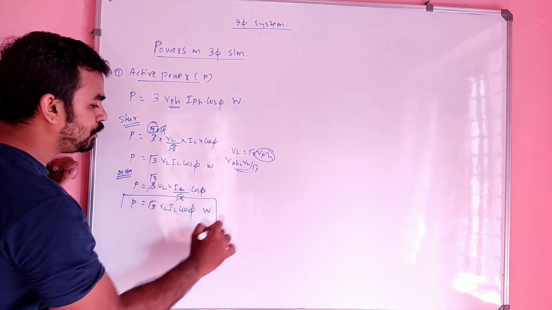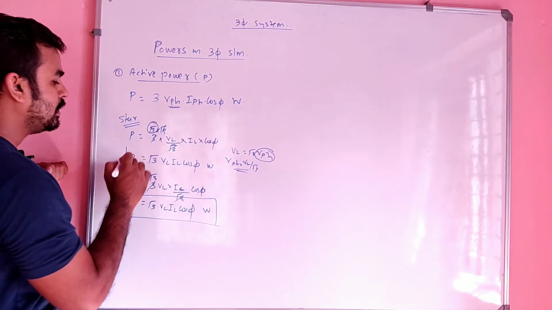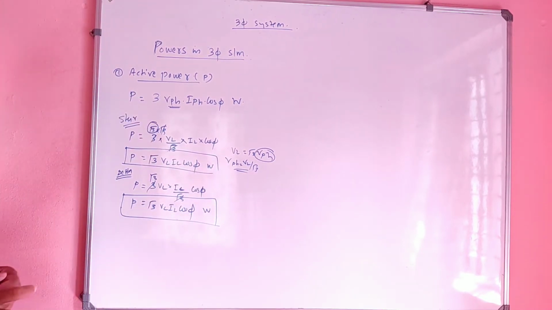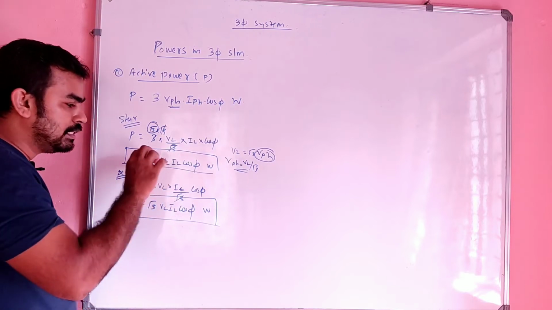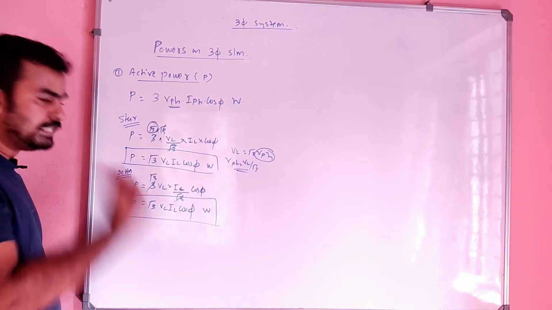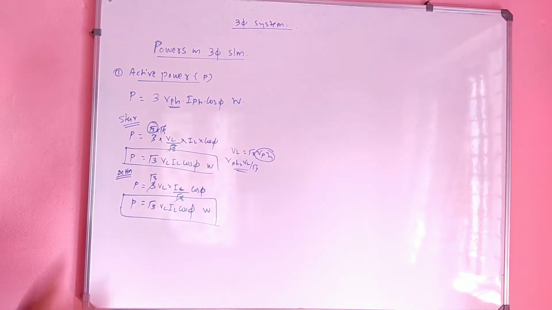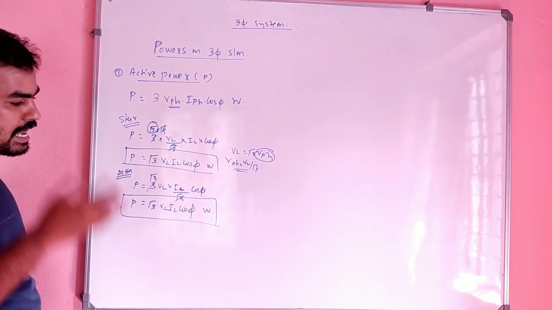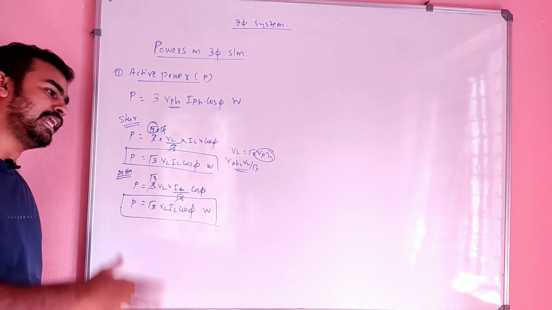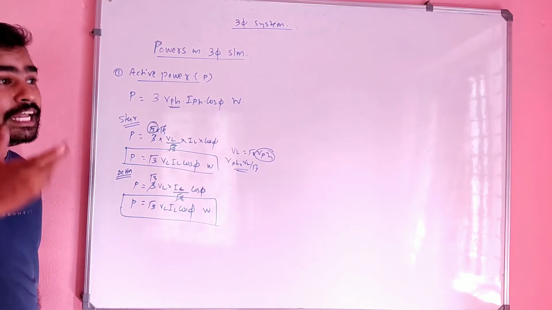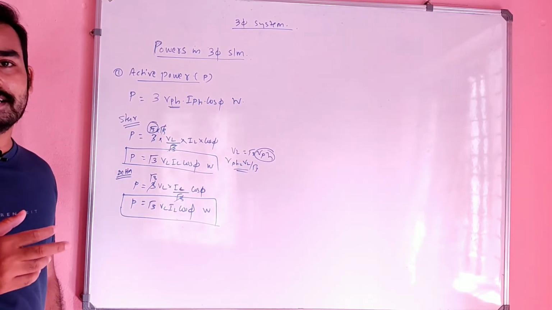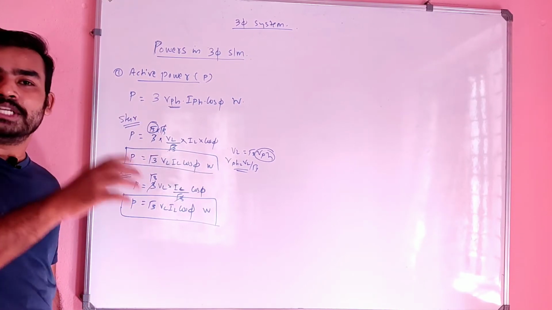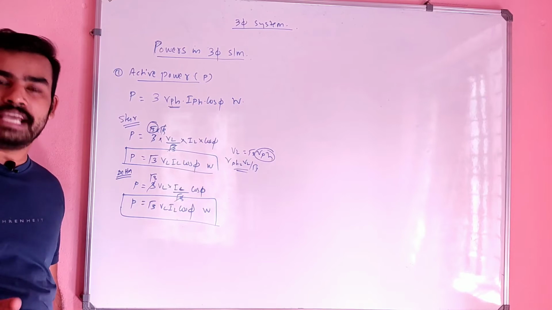So you have to note one thing: whether in star connection or in delta connection, the power in terms of line quantities is the same. Root 3 into VL IL cos phi is the active power equation, whether it is star or delta. Only then is transformation possible. If power changed from one transformer to another, then we couldn't use it in a transmission line, because the power is the same.